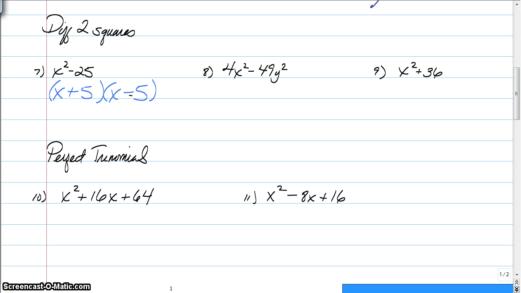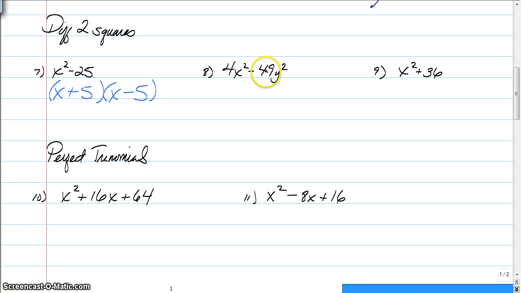So for number 8, that is difference of two squares. 4x squared is a perfect square, 49y squared is a perfect square. So you can do it that way. But I told you there's another way to think about it if you don't like memorizing tricks, and that's rewrite it like this: 4x squared plus 0xy minus 49y squared. And then you can do the magic number game, like what multiplies to this, what multiplies to that. But it's one of those things where if you want to do it, it's fine.